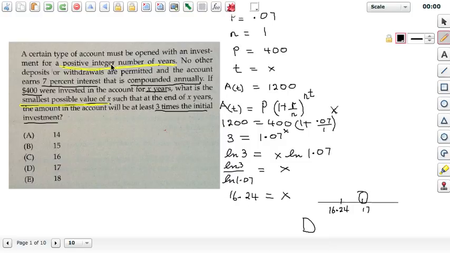So after reading the question and organizing my given information, I went back to the question to reassess, and that's what I highlighted in yellow. It says positive integer number, so I can't have 16.24, and it's said that the possible value of x such that at the end of x years, the amount in the account would be at least 3 times. So we can have more than 3 times that much. So the integer number that I want, which is the smallest integer number, would be 17. I cannot have less than 1200, but I can have more. So that's why the answer is 17.